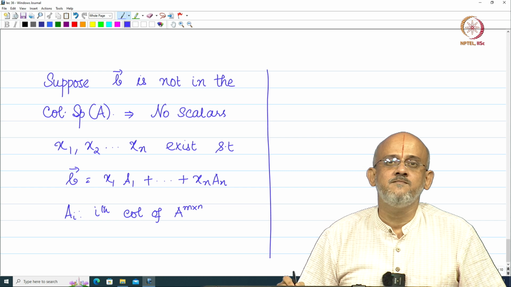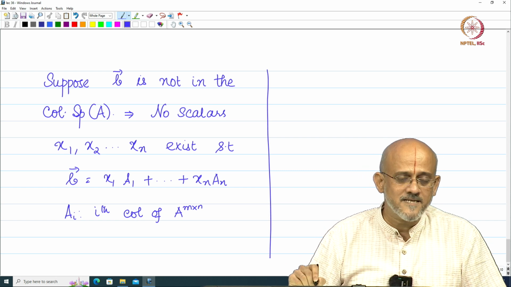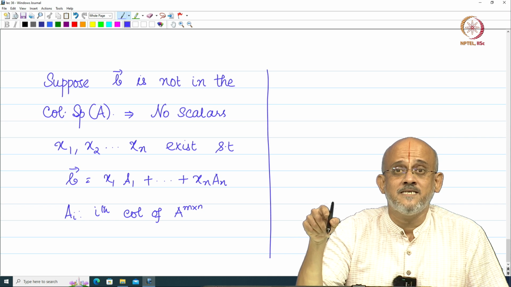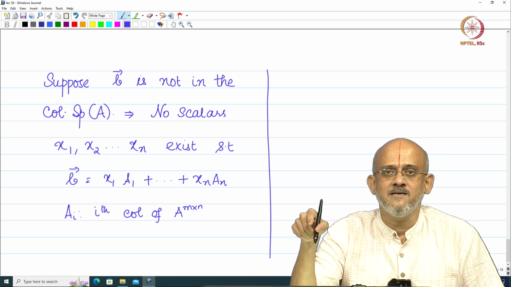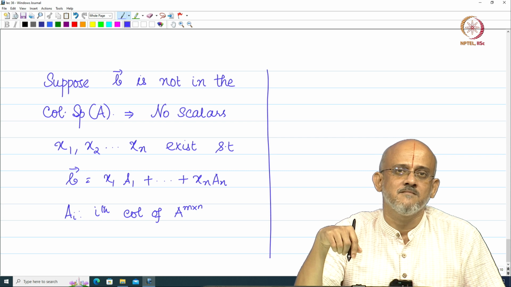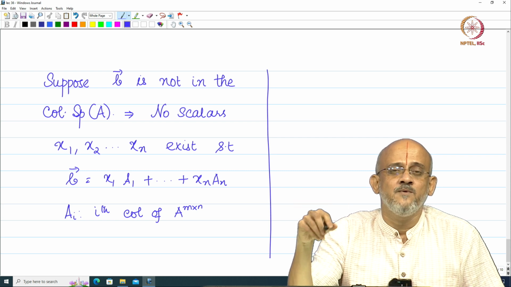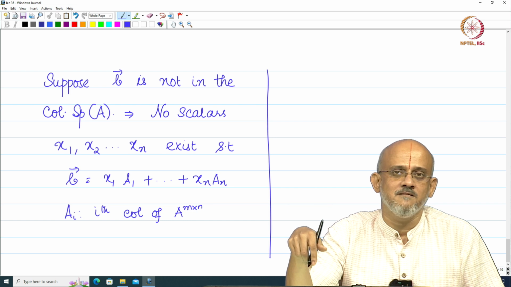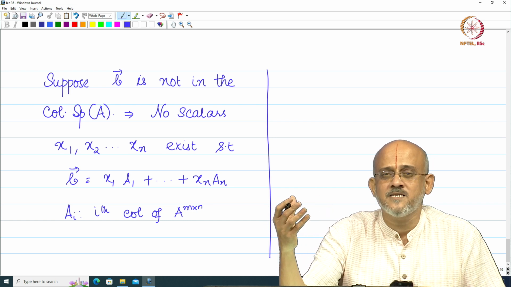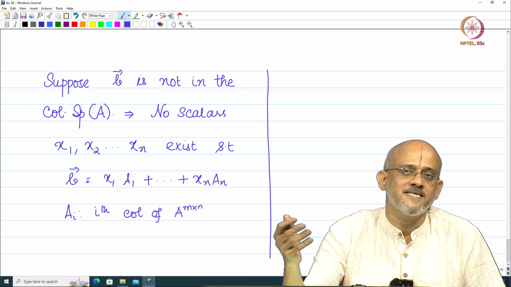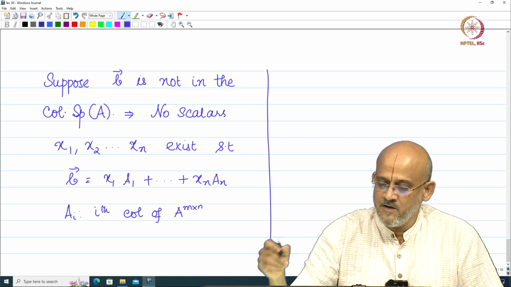What do we do in that case? We try to look at the representative of the B vector in the column space of A. We want to look at the representative of the B vector in the column space of A. What is that vector which best approximates the B vector in the column space of A? That is exactly what we are looking for. So let us look at this.